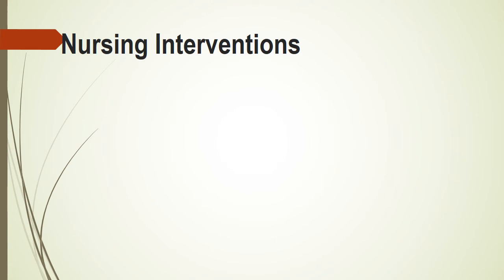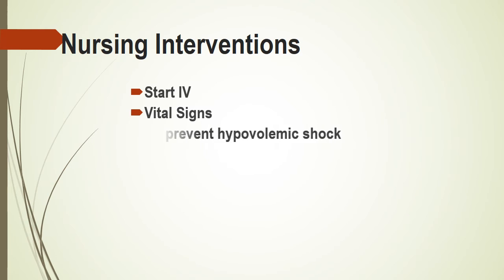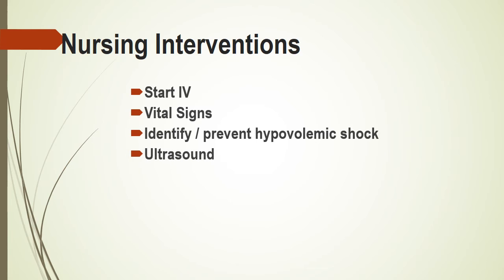So what are our nursing interventions? Well, we're going to start an IV. We need to hydrate this patient. We need to get the vital signs. So think about it. What are you going to be looking for? Low blood pressure, high pulse, may have rapid respirations. Identify and prevent hypovolemic shock by giving her a bolus of fluids, having her lie down. We'll do an ultrasound to try and detect where indeed this pregnancy is located.